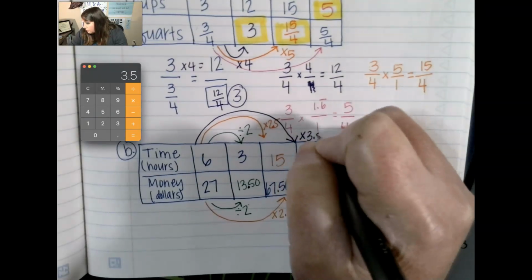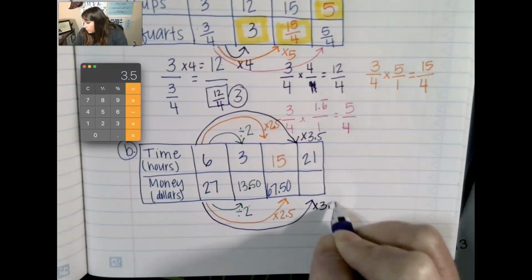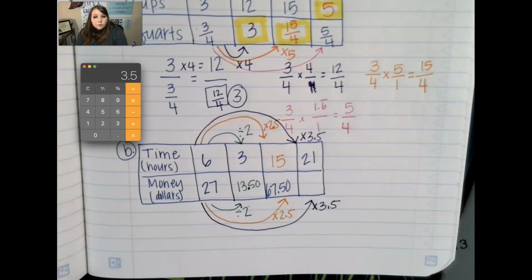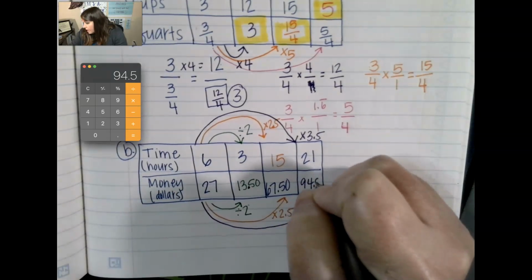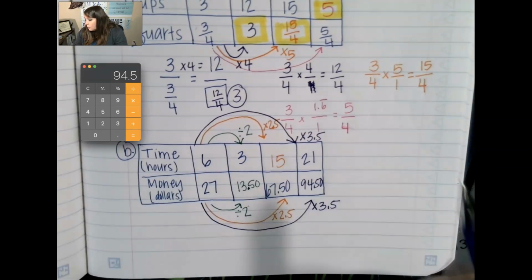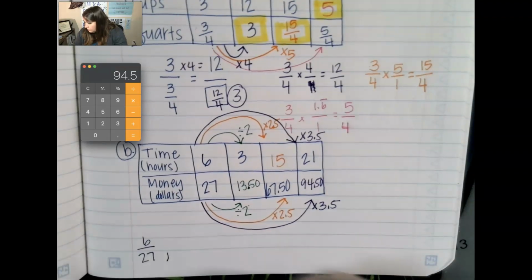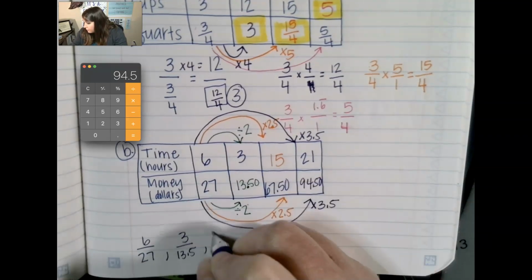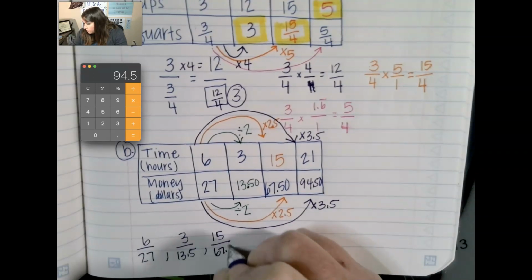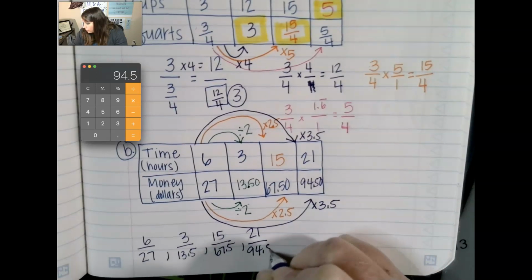So we had to multiply by 3.5. So on the bottom, I'm going to multiply by 3.5. So I will take 27 times 3.5, and that will give me 94.50. So my equivalent ratios are 6 over 27, 3 over 13.5, 15 over 67.5, and 21 over 94.5.